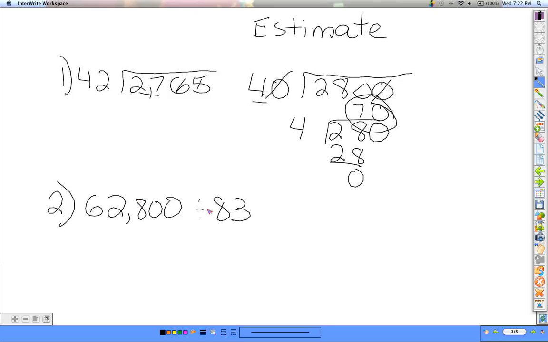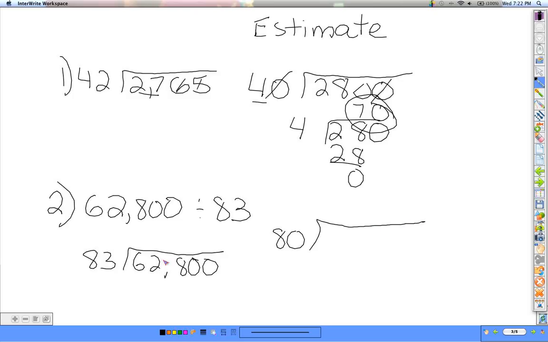Okay, on this problem, we're going to rewrite it in the traditional division problem way, which is 83 divided into 62,800. 83 is almost 80, so we're going to rewrite the problem to estimate. We're going to round 83 to 80. Then on this one we have 62,800.